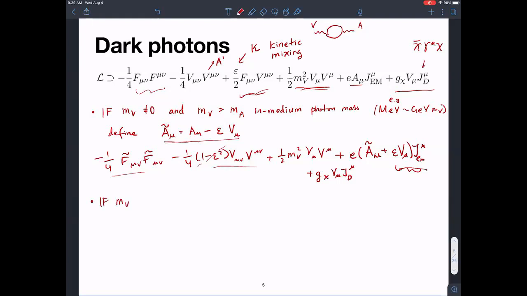All right, so now let's do the opposite limit, which is basically if it's much lighter than the photon mass. You can think of it as a massless dark photon, but the way I'm thinking about it is it's much lighter than an in-medium photon mass. So as we were just saying, this tells us we want to do the opposite rotation, which is we rotate the dark photon to have a little bit of the photon.